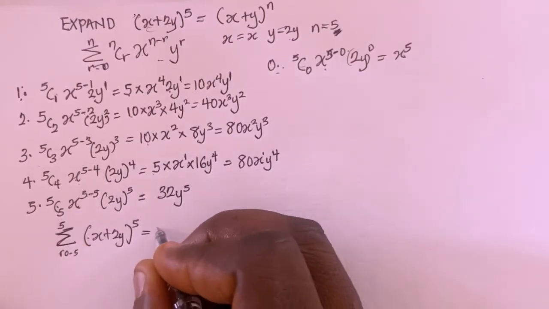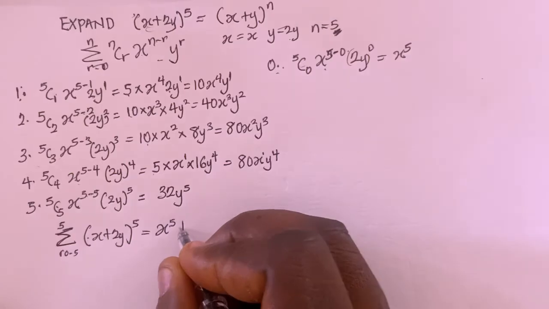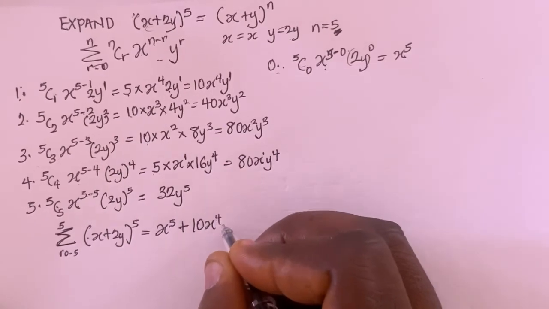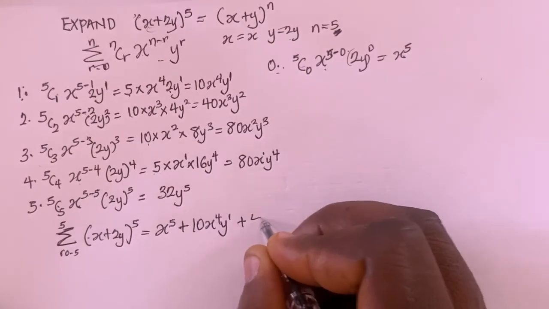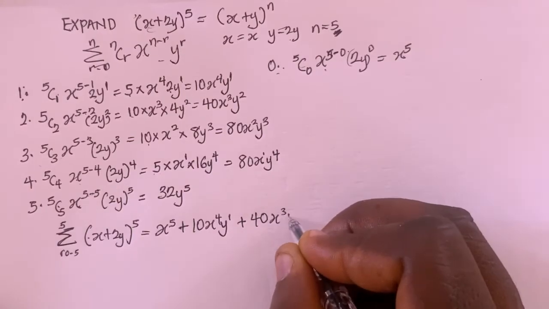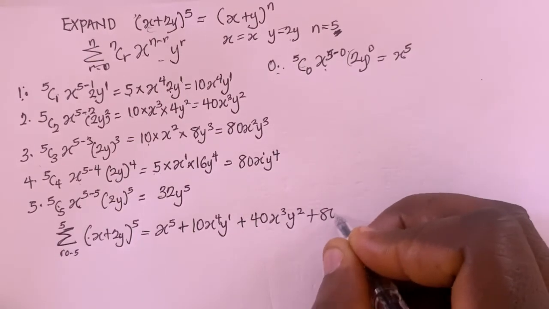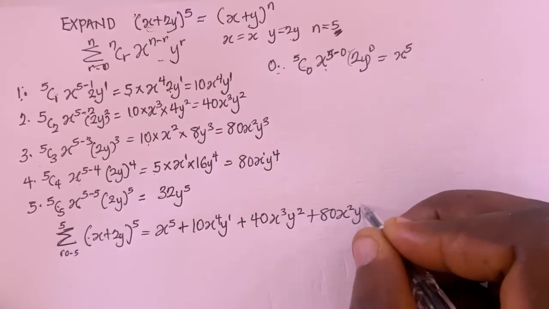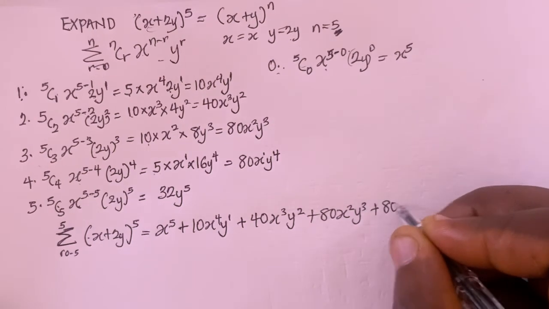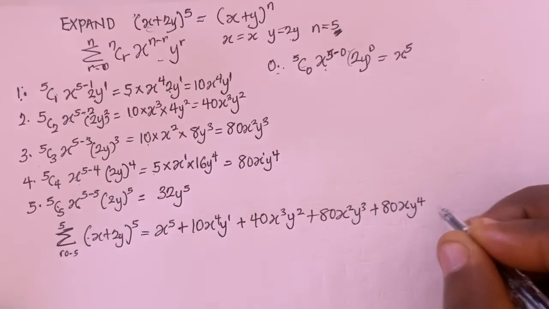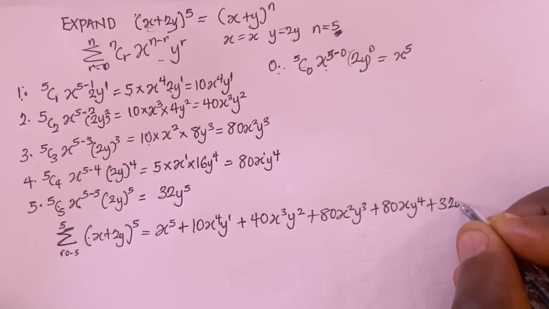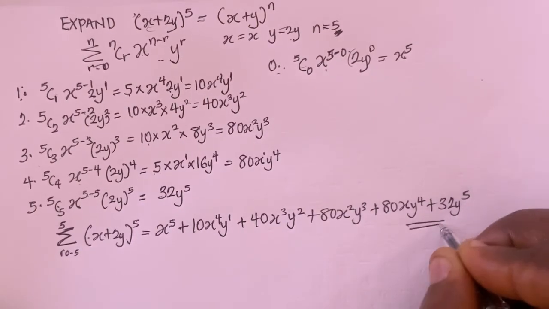This is equals to x raised to the power of 5, plus 10 x raised to the power of 4, y raised to the power of 1, plus 40 x raised to the power of 3, y raised to the power of 2, plus 80 x raised to the power of 2, y raised to the power of 3, plus 80 x raised to the power of 1, y raised to the power of 4, then plus 32 y raised to the power of 5. So that's just the expansion.